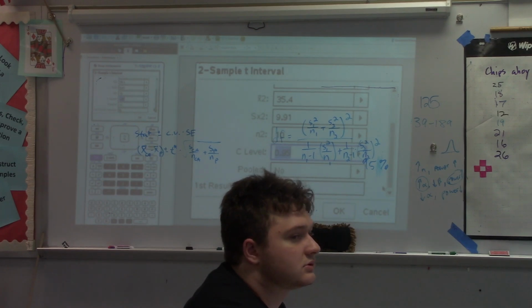Do we leave the top blank? How would you know? Don't, that's why I'm saying don't pool it. Pooling only works in that case, so don't pool your data.